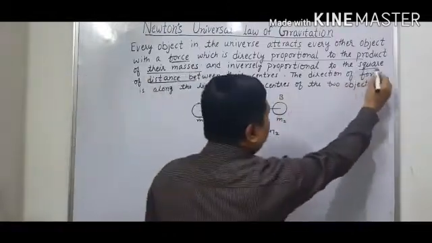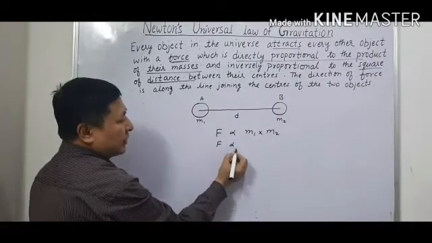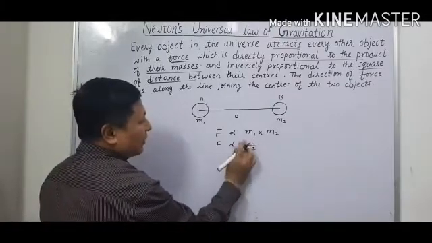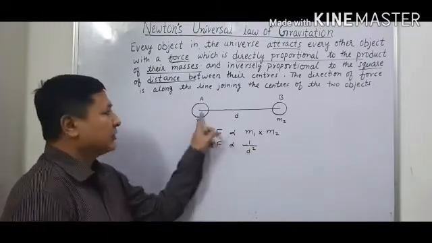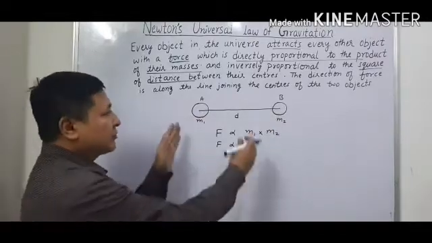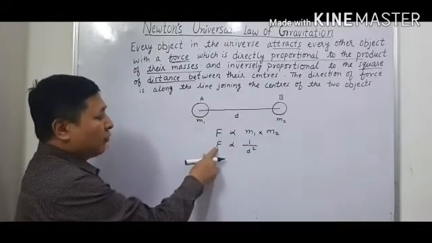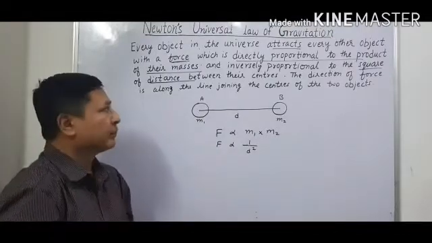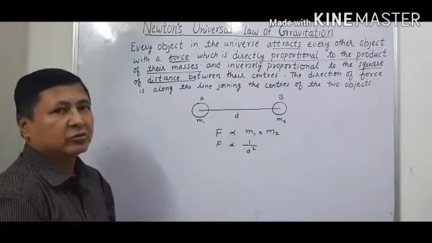That means force is inversely proportional to the square of the distance between them, that means 1 upon d square. If you increase the distance between the two objects, the force of attraction will be less. And if the distance between the two objects is less, then the force of attraction will be more. That means force and the distance between the two objects are inversely proportional. And the direction of the force is along the line joining the centers of the two objects.